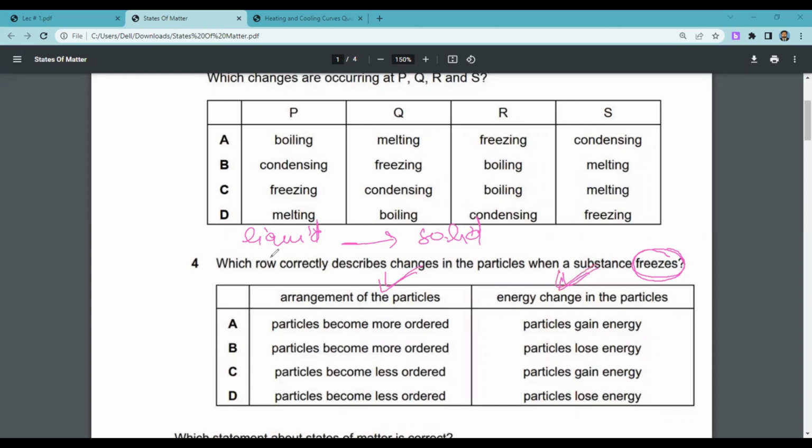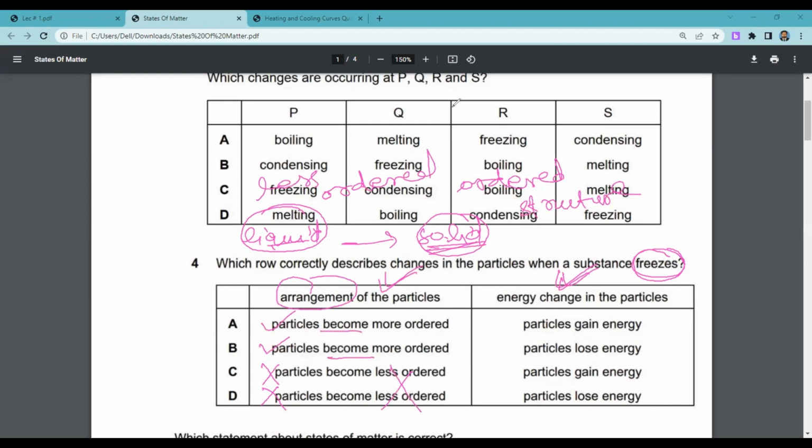When a liquid is converting into a solid, the arrangement of particles changes from a less ordered structure. Liquid is less ordered, and it is converting into an ordered structure. So the arrangement of particles becomes more ordered. This option contains particles become more ordered. This one says particles become less ordered, so it is a wrong option. This is also saying particles become less ordered, also wrong. So we have to choose between these two options.